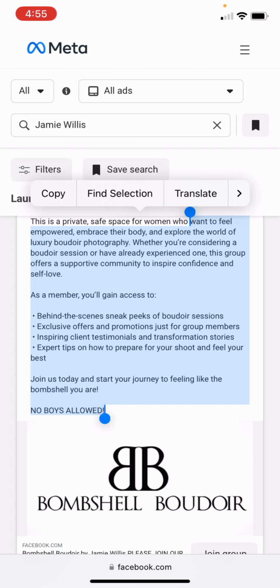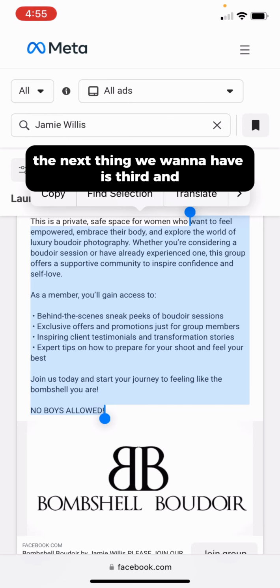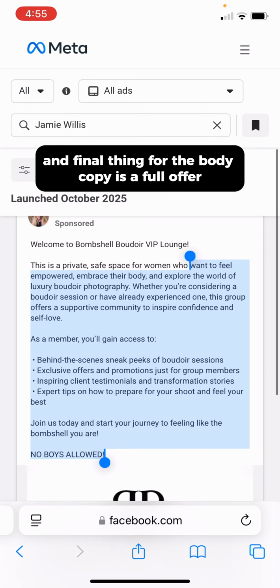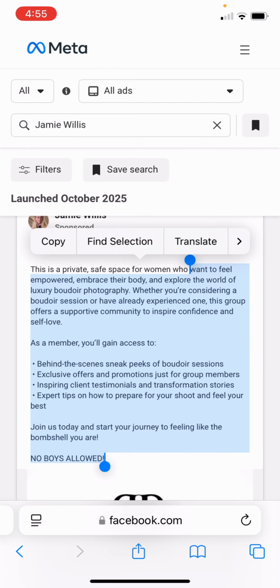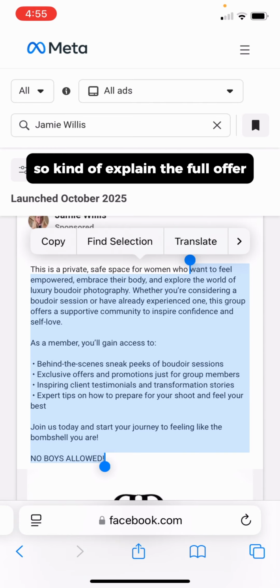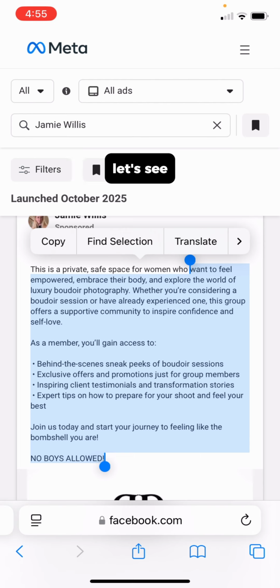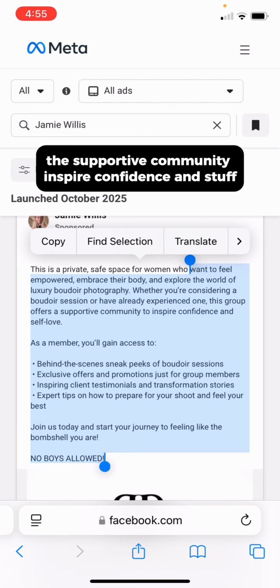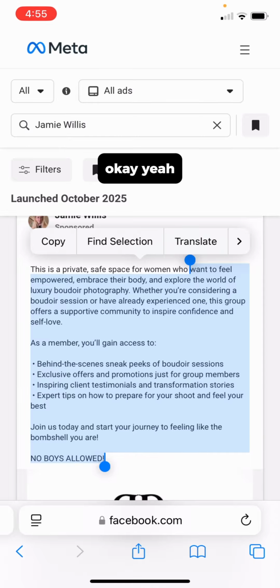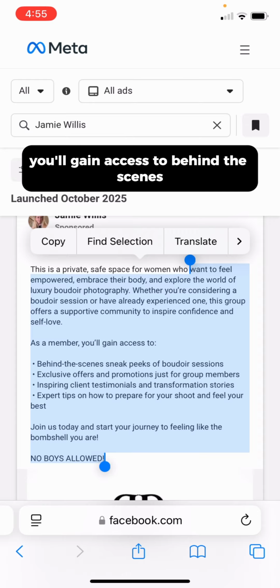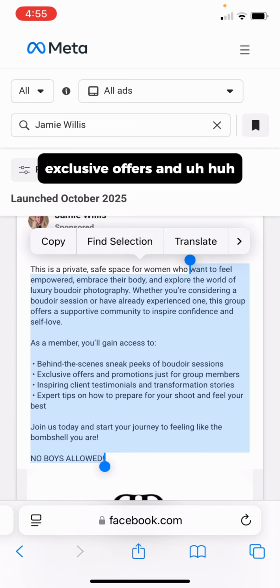The third and final thing for the body copy is a full offer. So explain the full offer, and you probably do have that. Let's see. The supportive community, inspire confidence and stuff. Okay. Yeah, there you go. As a member, you'll gain access to behind the scenes sneak peeks of Boudoir sessions. Exclusive.